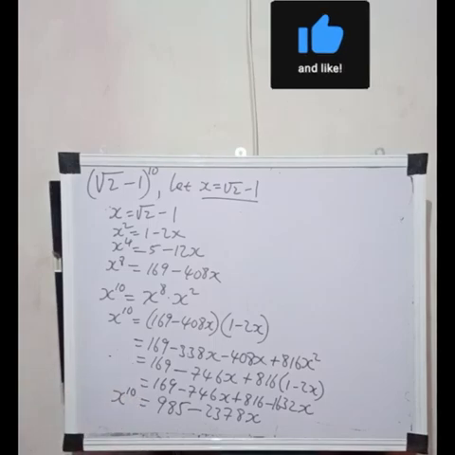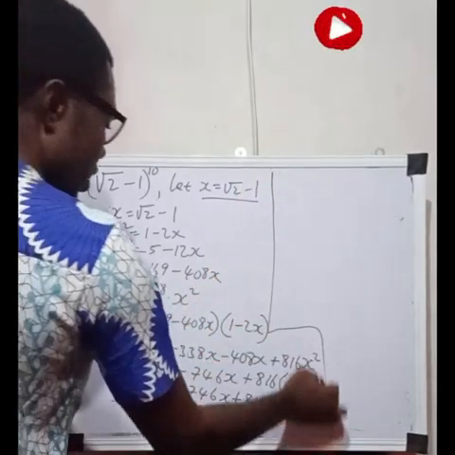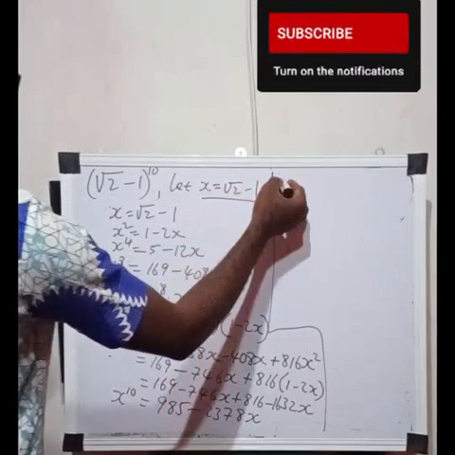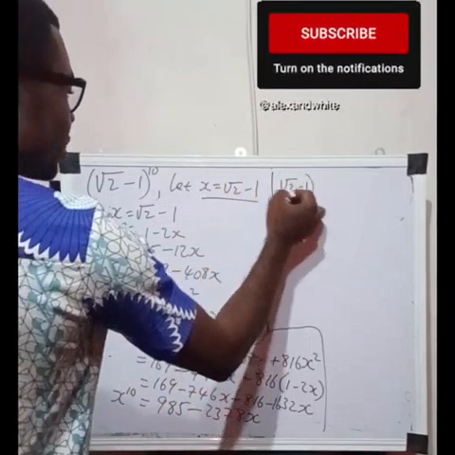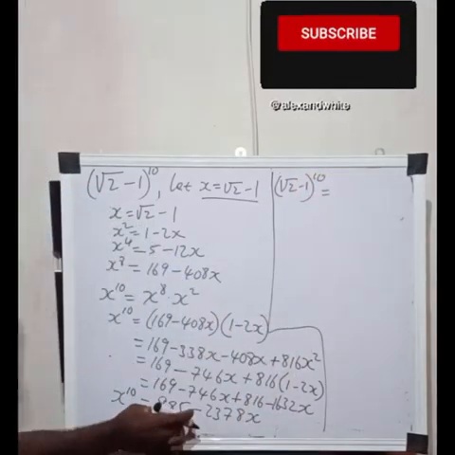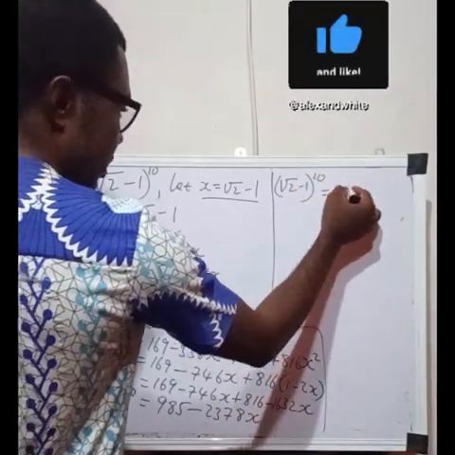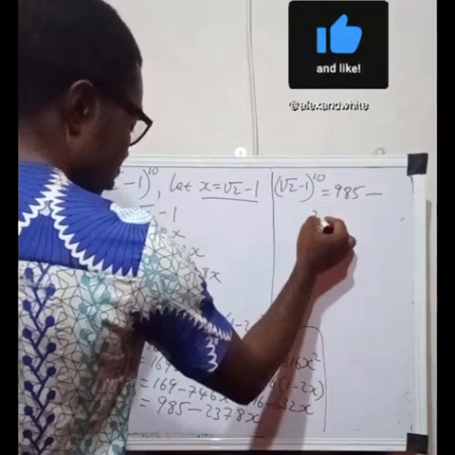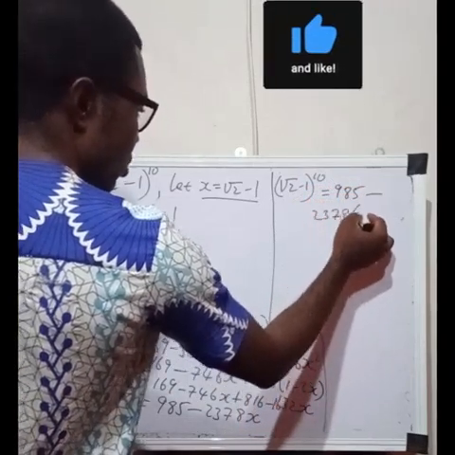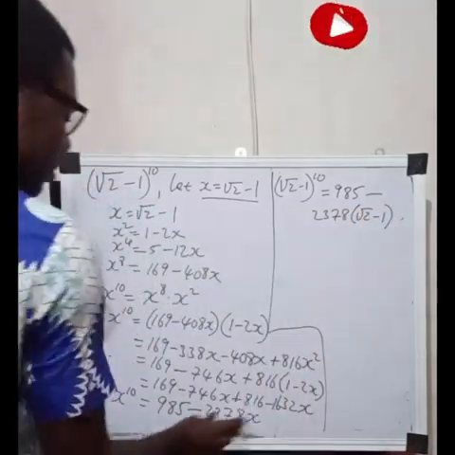But remember, it is not x that it was originally. It was originally root 2 minus 1. So what we are looking for is (root 2 minus 1) raised to the power 10. And it is going to be equal to 985 minus 2378 into (root 2 minus 1).